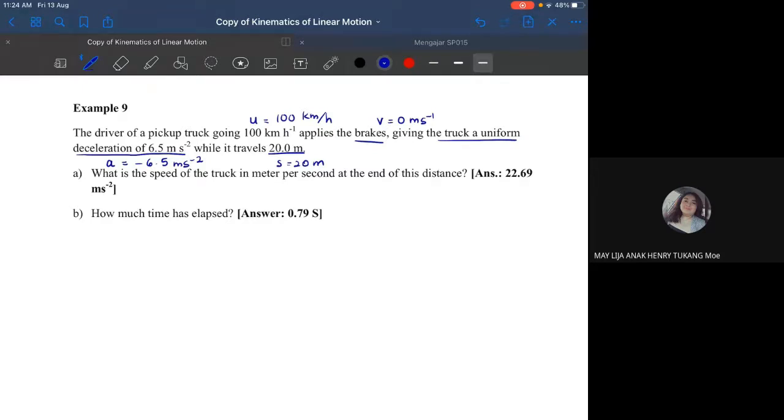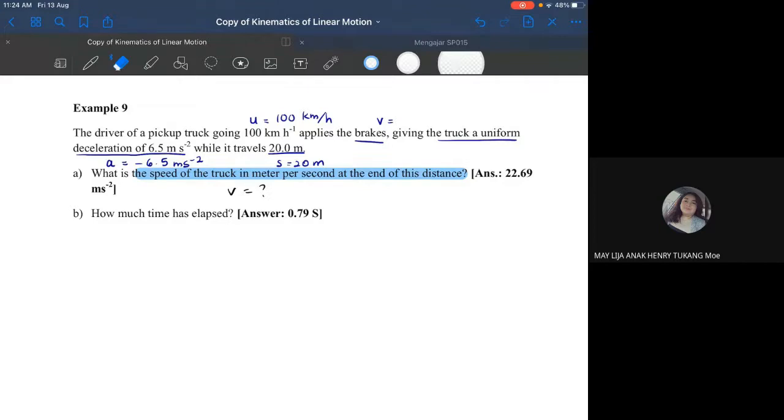Apa yang dia nak ni? What is the speed of the truck? Oh, okay, sorry. Okay, ni misconception, tengok Miss pun sama je macam student. Applies the brakes. Lepas tu Miss terus je letak 0 meter per second kan. Maybe kamu first time jumpa soalan ni kan. Oh, apply brake mestilah V equals to 0 ms negative 1. Tapi soalan tanya, what is the speed of the truck in meter per second at the end of this distance? Okay, so maksudnya kat sini, dia minta speed. So, mana mungkin dia punya speed adalah kosong kan? Dia cakap je dia brake tapi tak semestinya dia stop. Maybe dia brake tapi dia slowing down.